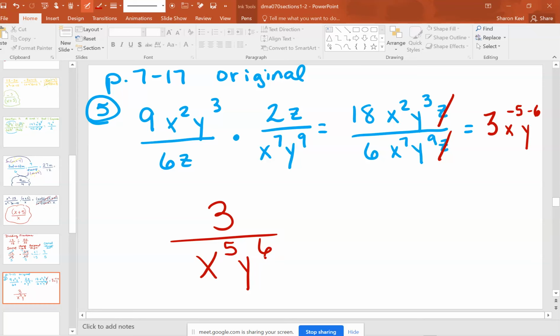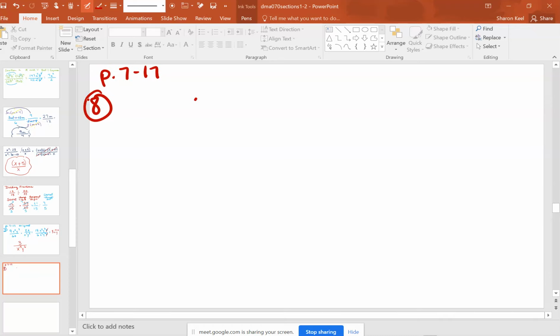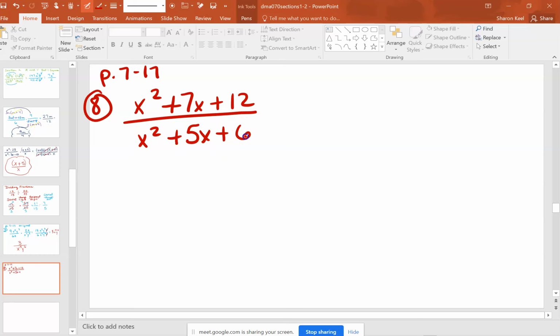I'm going to do one last problem. And this is the problem on, again, 7-17. And it's going to be number 8. Now they wrote the letters A. I'm just going to write x's just to make it consistent. x squared plus 7x plus 12 over x squared plus 5x plus 6. Make this multiplication. And then I'm going to flip. So the bottom is coming up to the top. And the top is going down to the bottom.